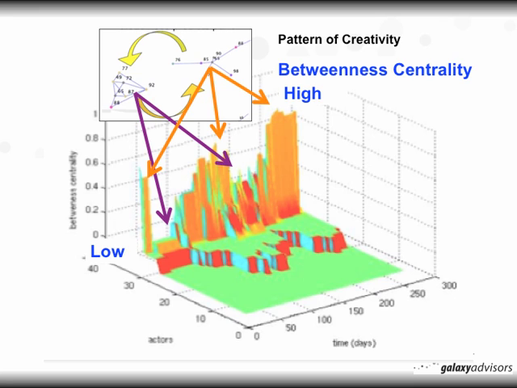In this particular case, you're looking over 300 days and some 40 different programmers involved in creating new features. At a glance, you can see this oscillation going back and forth just by viewing this graph.